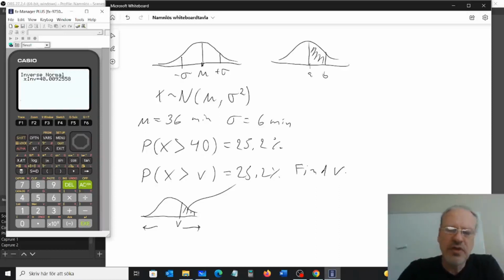So in other words, we could get this value V from the percentage, or in the regular calculation we could find the percentage from this value that we have, so X is larger than 40. So we can work with this in both directions.